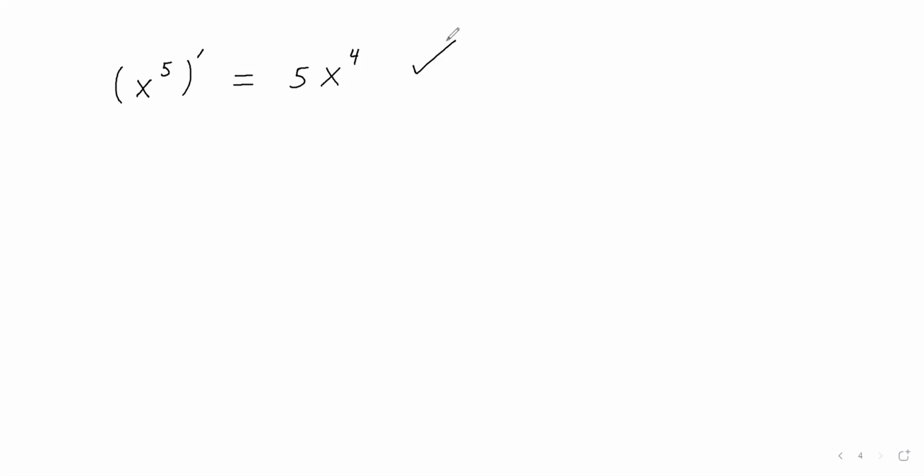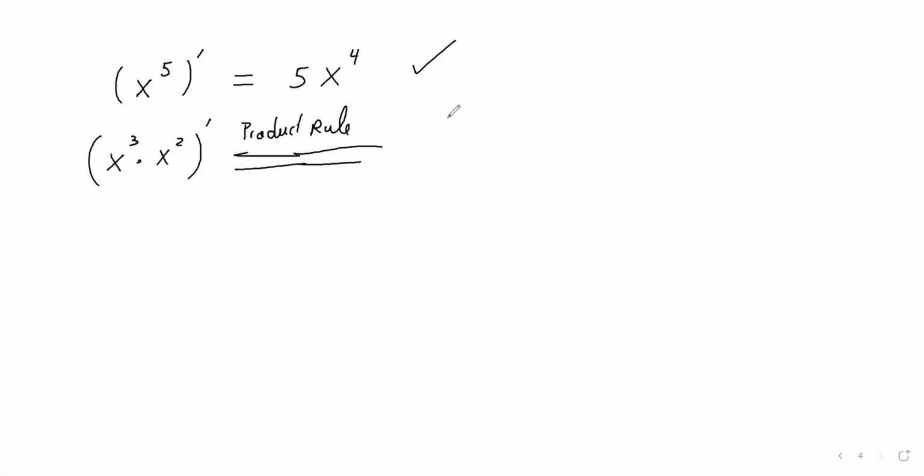If you write x to the fifth as a product, for example, as x cubed times x squared, and you apply the product rule, do you get the same answer? And the answer will be yes. So let's actually verify it together. So my first function is x cubed. My second function is x squared. I think it's visible here.